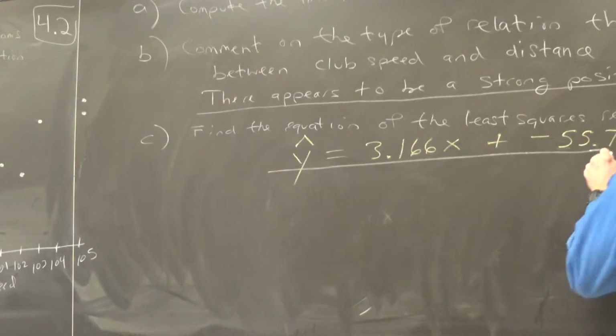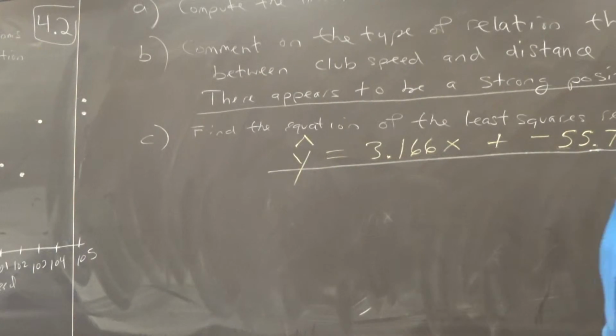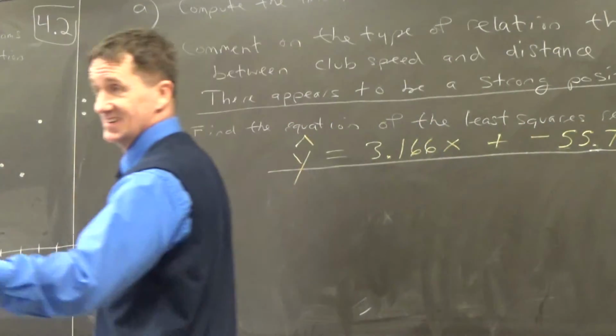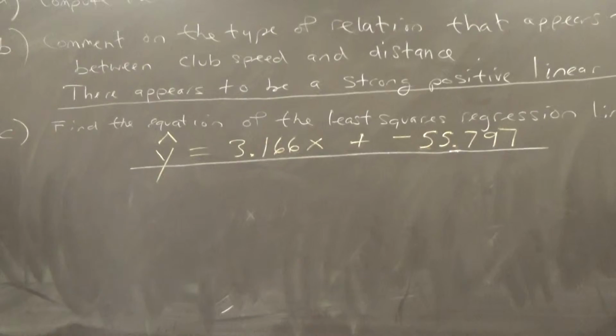Awesome. Yeah, we could write this out further if you want. If you want to go more decimal, you can. And that's called the least squares regression line.